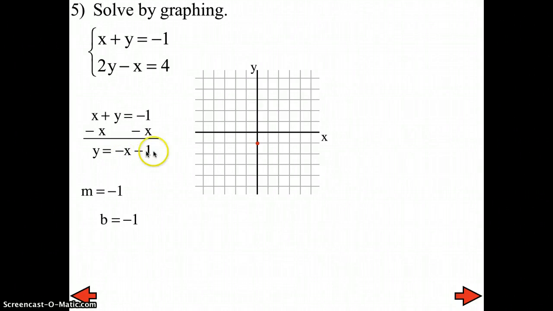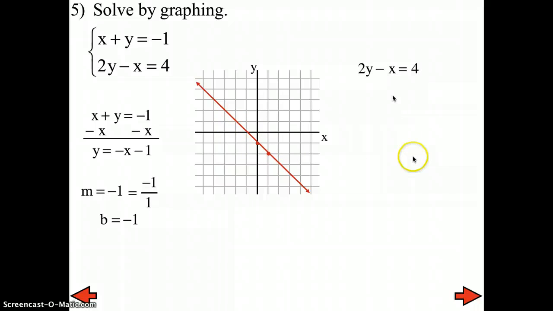So now I can go ahead and graph starting with my y-intercept at -1. And my slope is a -1, which means my line should be going down. Please keep that in mind. So I'm going to go ahead and graph down 1 to the right 1, down 1 to the right 1, and I'm going to go ahead and draw the line.